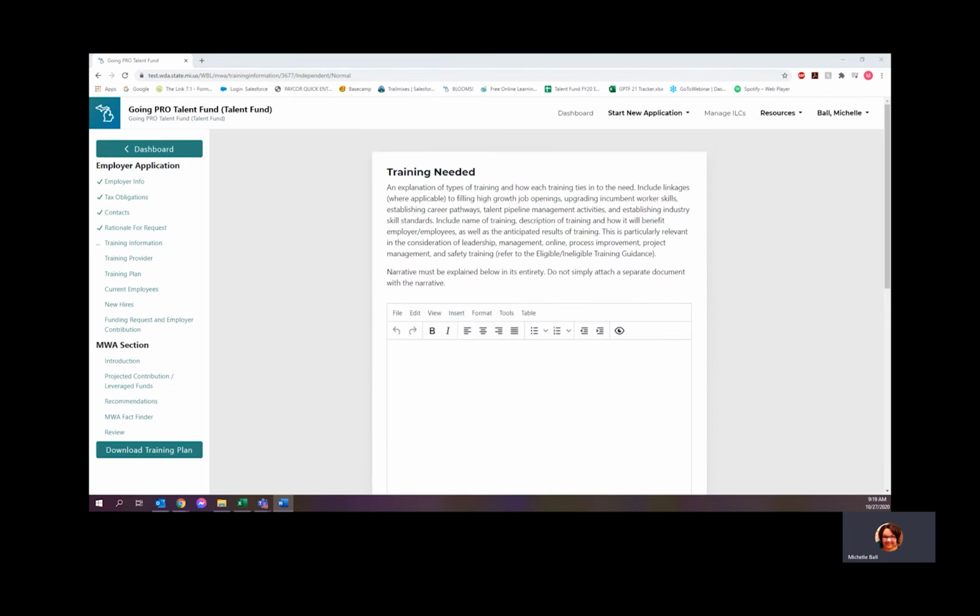Next section here is going to be the training that is needed. So we've completed the rationale portion, and we're moving on to this training needed information. This is going to be an explanation of types of training and the need for each of those trainings. Examples of possible training tie-ins are listed. Linkages would include filling high growth job openings, upgrading incumbent worker skills, establishing career pathways, talent pipeline management activities, et cetera. You would include the name of the training, the description of the training, and how it will benefit employees, as well as the anticipated results of training.